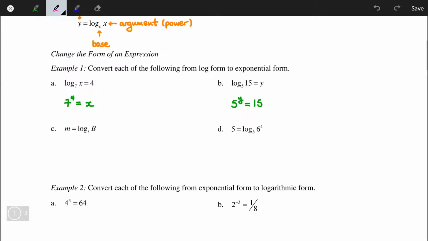Here, very similarly, we are going to rewrite this one as well. The base is the variable t. The power is m. Sorry, the exponent is m. And the value is b. And finally, this last one, we will have b to the 5th power is equal to 6 to the 4th power.